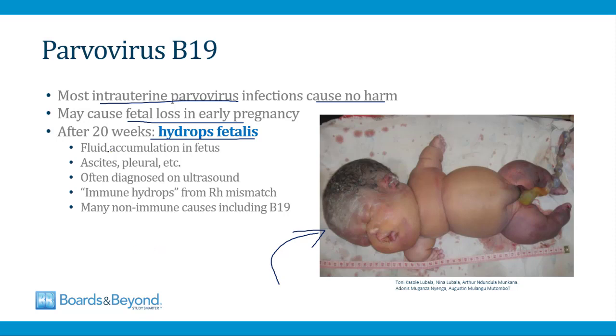It gets this name because there's fluid accumulation. These babies have ascites, pleural effusions. They can also have pericardial effusions. And this is really a finding that's associated with any form of severe fetal anemia. Immune-related hydrops can occur if there's an Rh mismatch between the baby and the mother. But then there are many non-immune causes of hydrops fetalis, and one of the important ones is B19 infection.